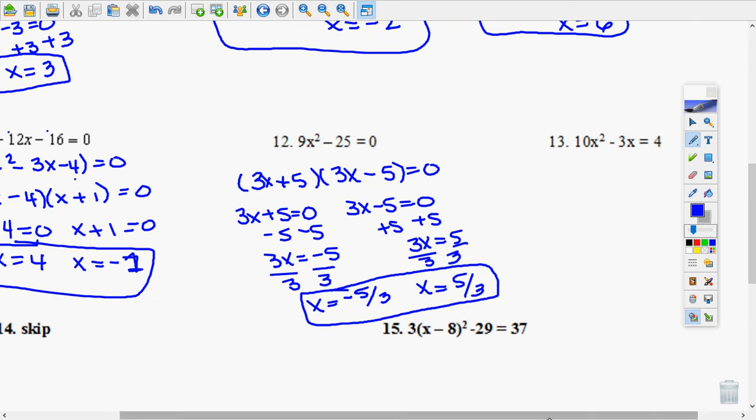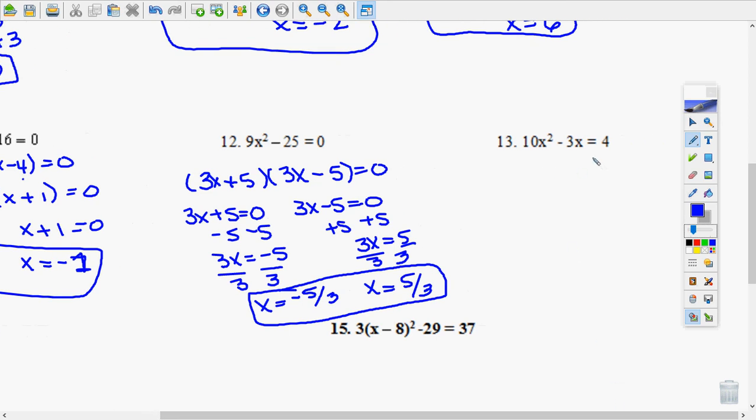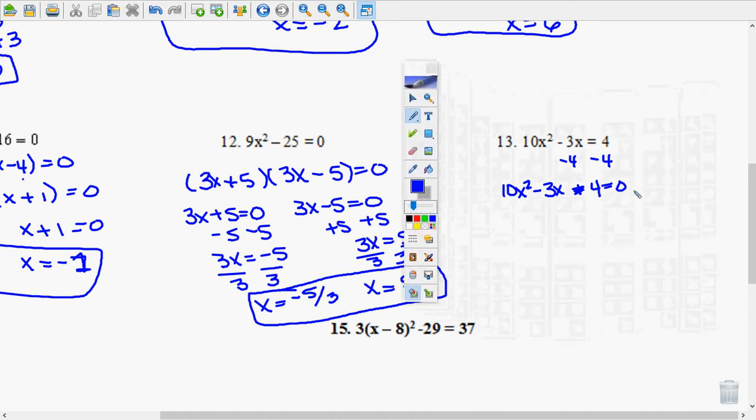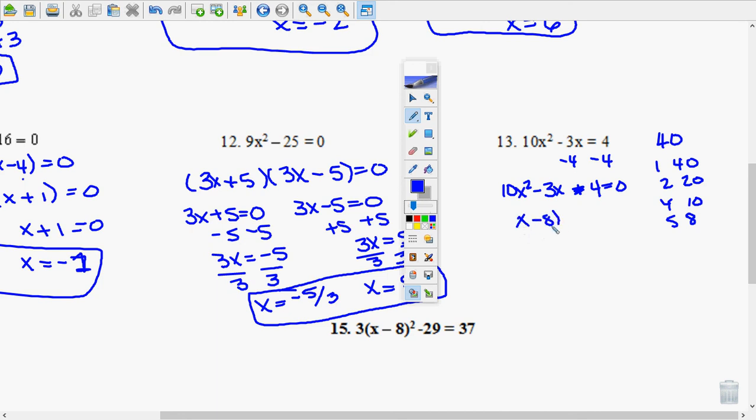All right, number 13. Step 1, set it equal to 0. So I have 10x squared minus 3x minus 4 equals 0. We're going to slide and multiply, so we're going to get 40. What two numbers multiply to make 40 but subtract to make 3? So 1 and 40, 2 and 20, 4 and 10, 5 and 8. So again, we have 5 and 8. So we're going to have x minus 8, x plus 5.